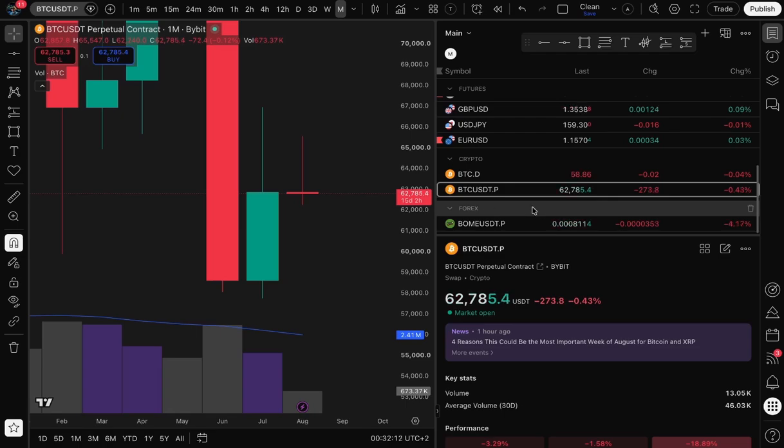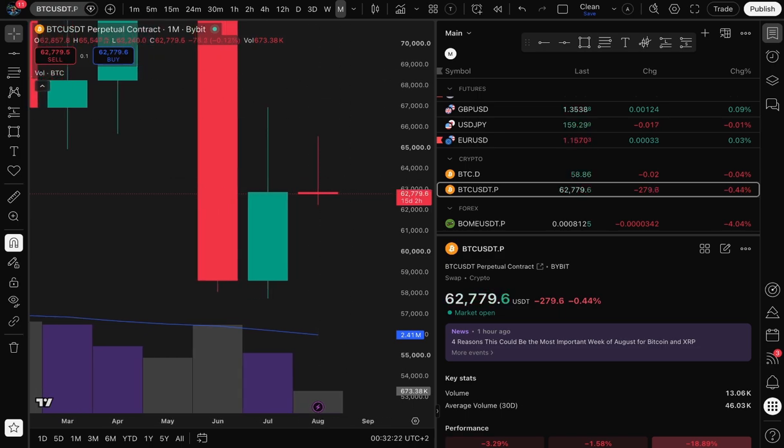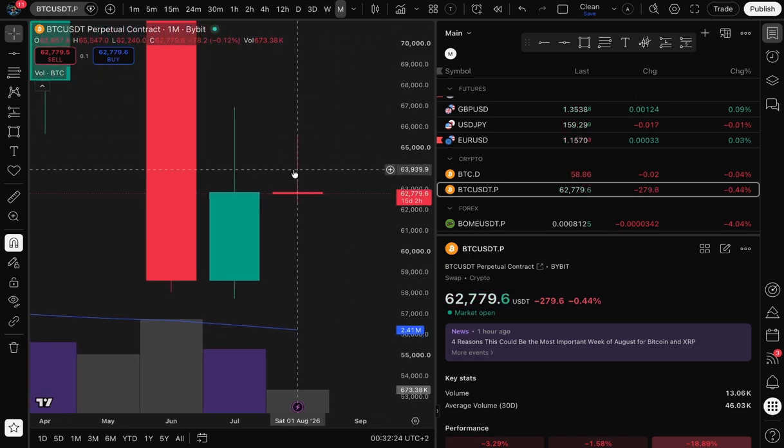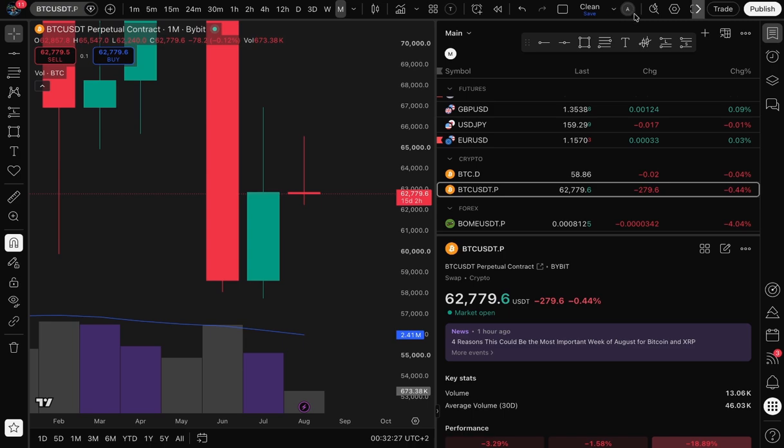Today I'm going to share a tip on how to mark out previous month, previous week and previous day equilibriums. First and foremost, choose the right time frame for the area of interest. Let's start on the monthly time frame.